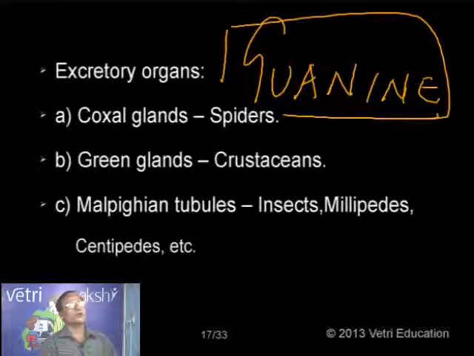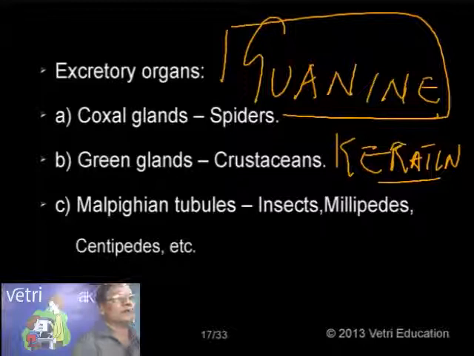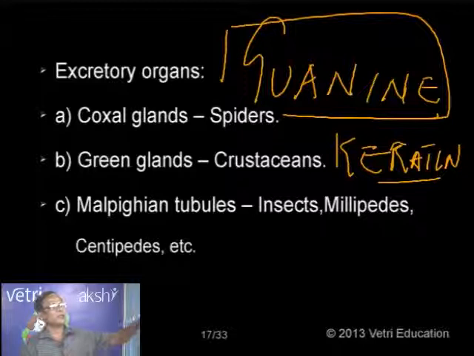You know that they also have the ability of constructing their web with the help of spinnerets. And that web is made up of a kind of fibrous protein, what is called keratin. The web of a spider is made up of keratin. Keratin is also found in our body, for example in the epidermis of the skin, a fibrous protein. So the spider has coxal glands, excretes guanine as the waste product, and its web is made up of a fibrous protein called keratin.